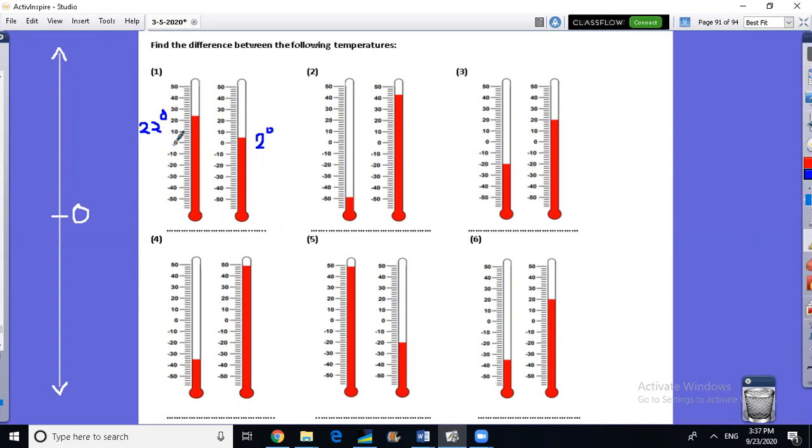Now we have read the temperatures. Now we need to find the difference between 22 and 2 degrees. Of course, all of you know it. It means how many steps do I need to take to reach from 2 until 22, which is 20 steps. So the difference between 22 and 2 is exactly 20.